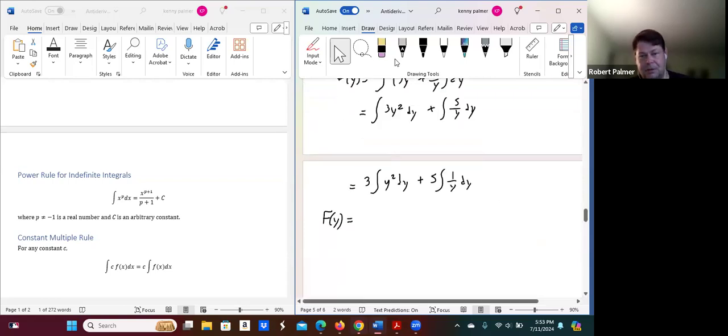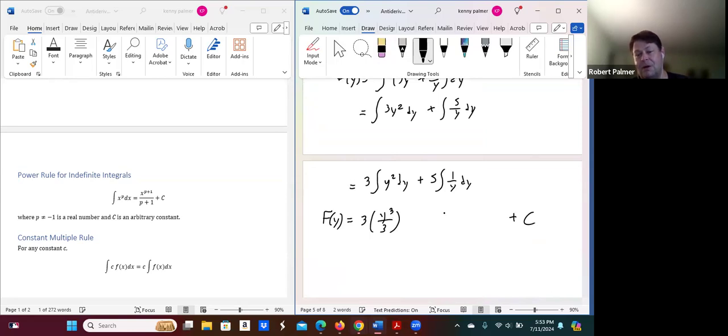Okay, so we have 3, and then using our rule, the antiderivative of y squared is going to be y cubed over 3. Also, we're going to put our constant out here. Think of two constants, we always combine them into 1. Plus 5. Now, once again, what's the antiderivative of 1 over y? We saw a minute ago that was the natural log of y. And here, the 3's cancel out, and we're left with, for our function f of y, y cubed plus 5 times the natural log of y plus c.